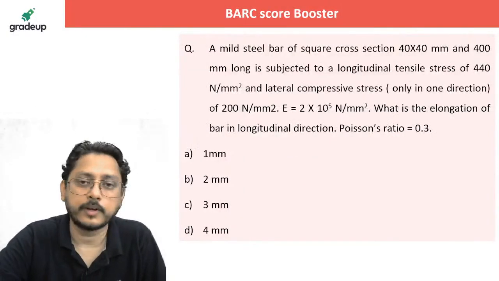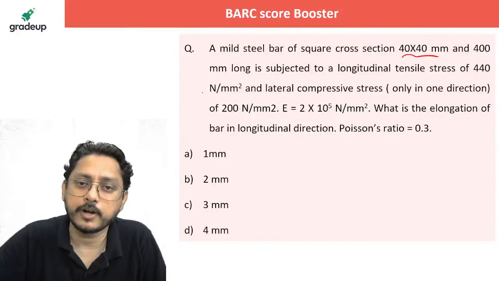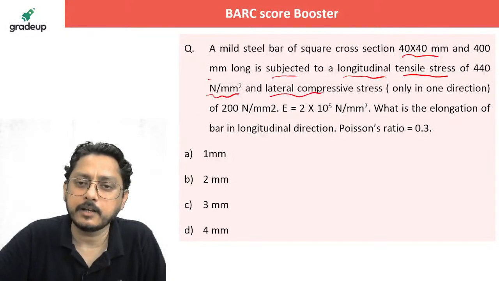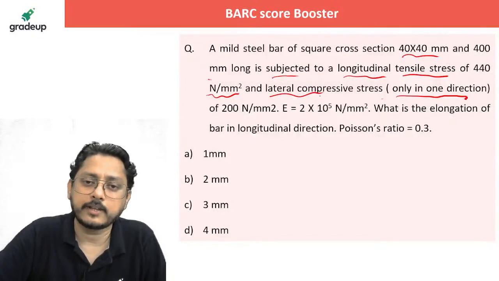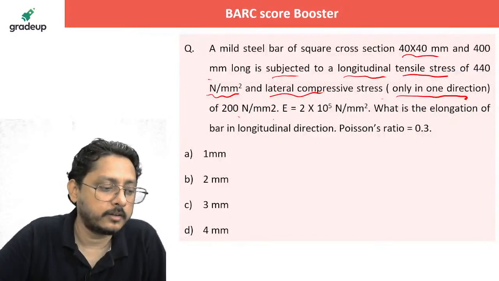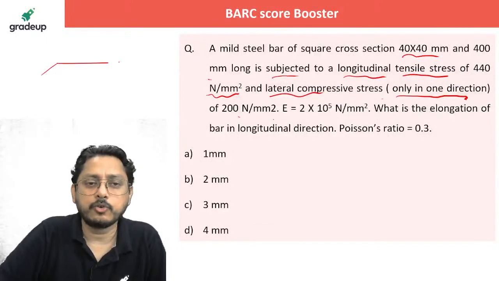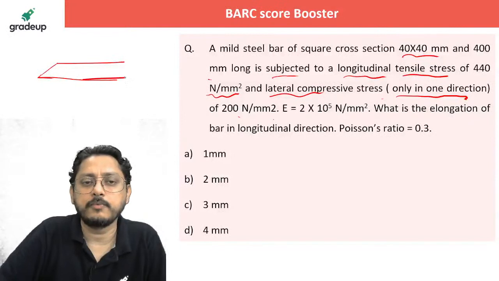Now how to solve this one? A mild steel bar of square cross section 40 by 40 mm and 400 mm long is subjected to a longitudinal tensile stress of 440 Newton per mm square and a lateral compressive stress only in one direction of 200 Newton per mm square. See, whenever this kind of problem is going to come, you draw the diagram and do not worry at all. Poisson's ratio related questions will be very easy.